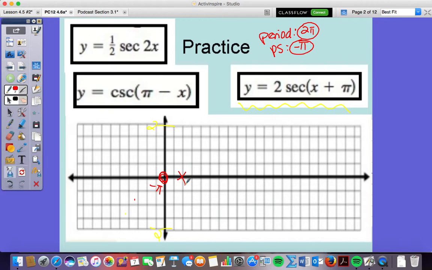Before I do this, I want to make sure I take my time here. All right, so there's our first period. We know it's negative pi. Period's 2 pi. All right. Madeline, what are we going to do on this one?